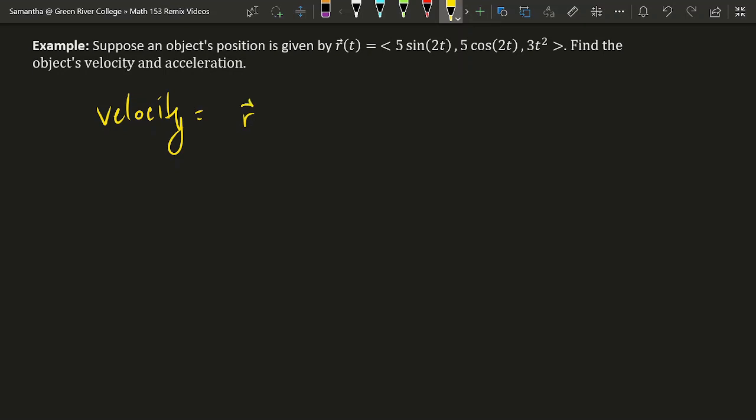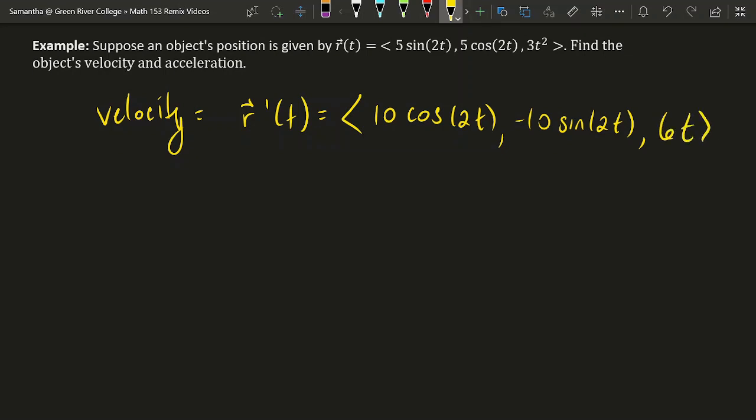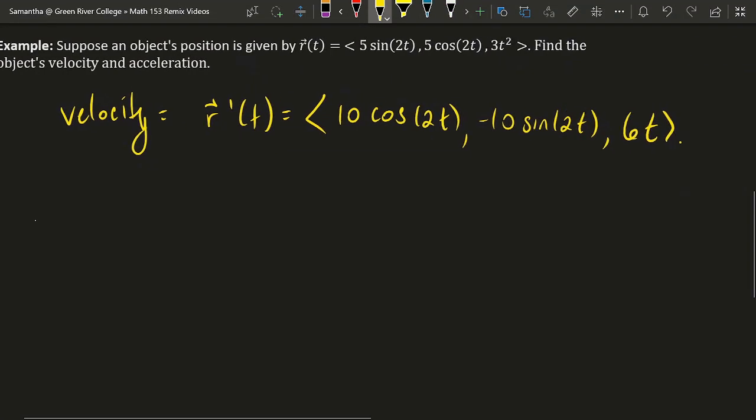Well, finding velocity is as simple as finding the derivative of this vector-valued function, which we know can be done component-wise. So if I find the derivative of the x component, I get 10 cosine 2t by way of chain rule. Applying chain rule to the y component, negative 10 sine 2t. And then applying power rule to the z component, I get 6 times t. So this vector-valued function would describe the object's velocity at any given time, the direction in which it was moving, and, if we find the magnitude, how quickly the object is moving.